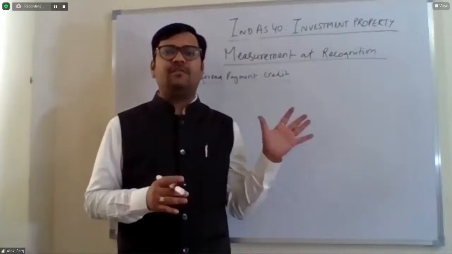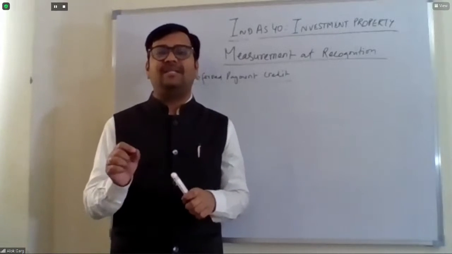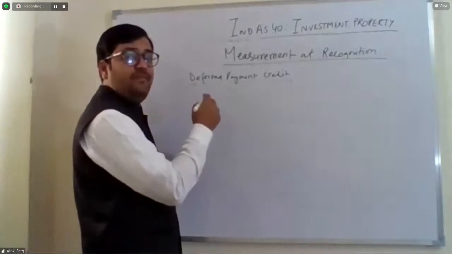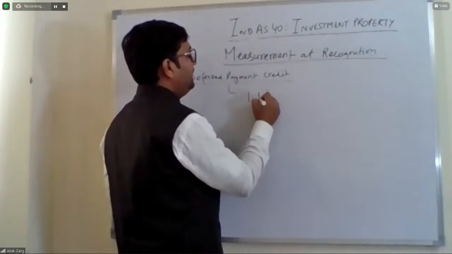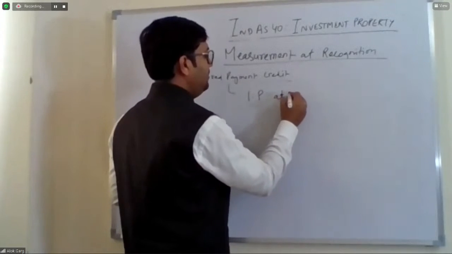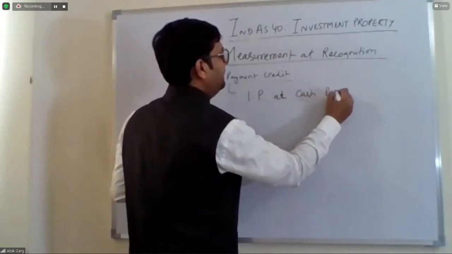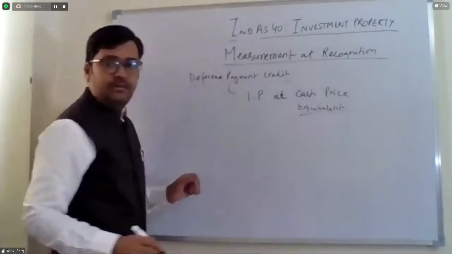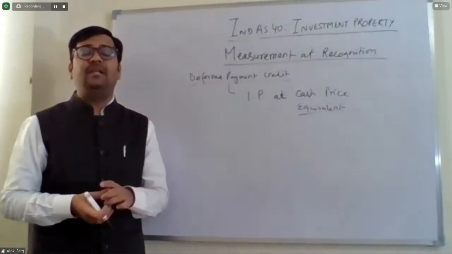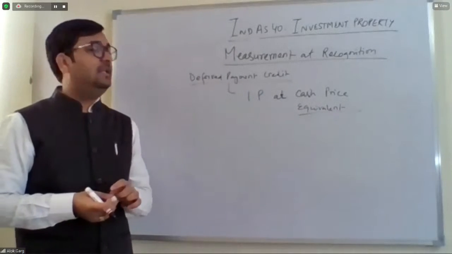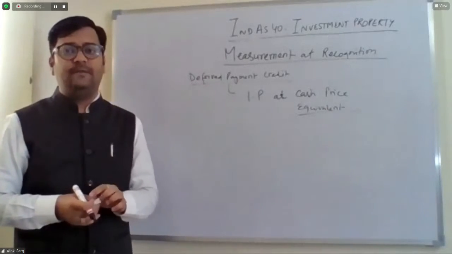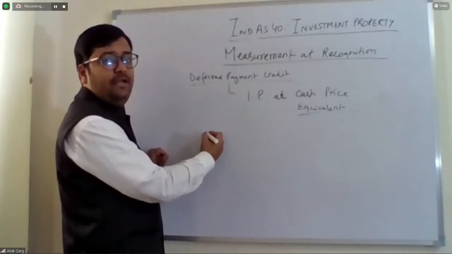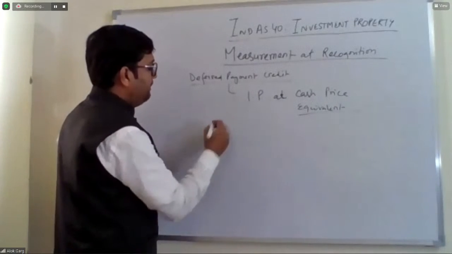So in case of deferred payment credit, the standard, which is just a copy paste of IndAS 16, says that investment property is recognized at cash price equivalent. We have done illustration number 1 of IndAS 16 for this deferred payment credit also. For example, the company is purchasing a building on a deferred payment credit basis. The company is paying.